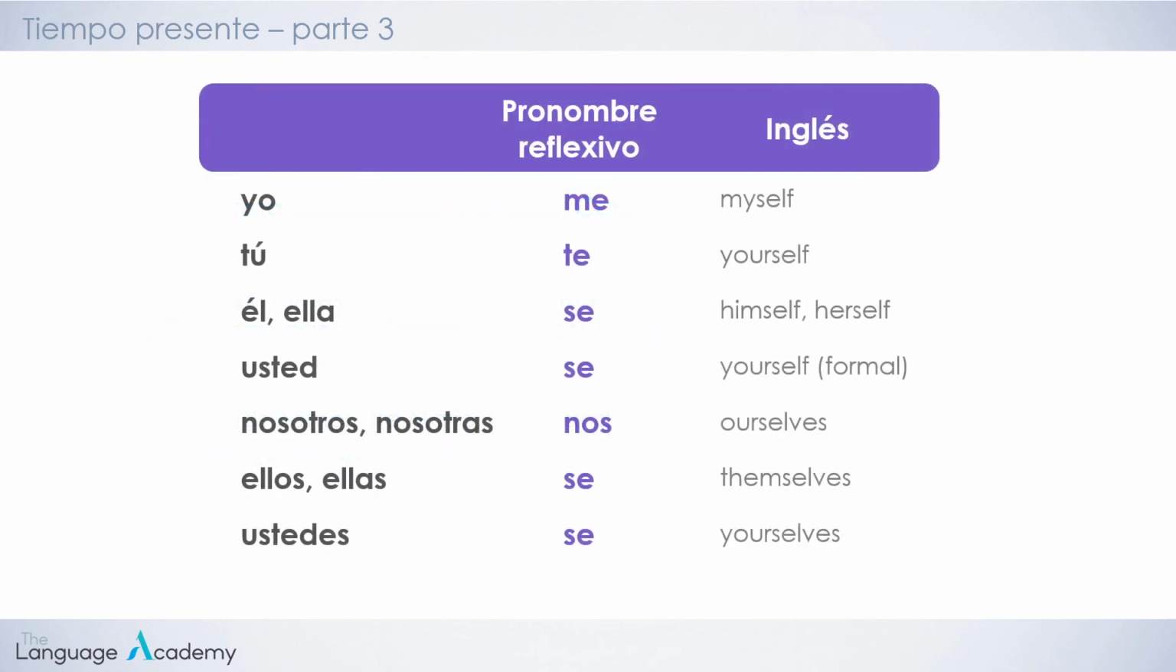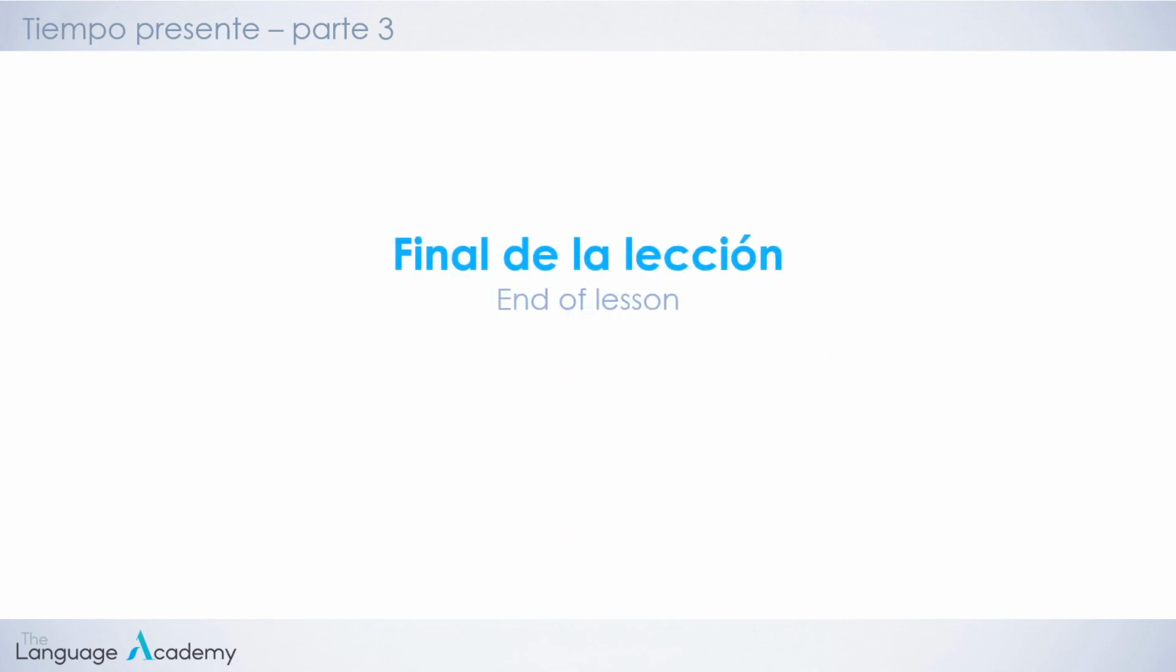And by the way, these words that we have been using to say myself, yourself, and the rest are called reflexive pronouns, or in Spanish, pronombre reflexivo. In future lessons, we will have a couple specific verbs that also require this part. But for now, this is the end of this lesson.